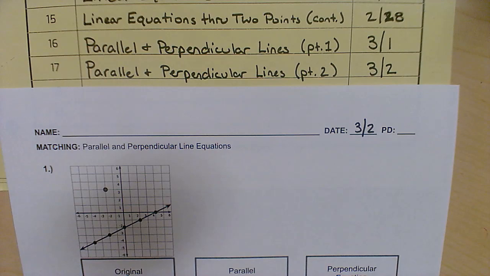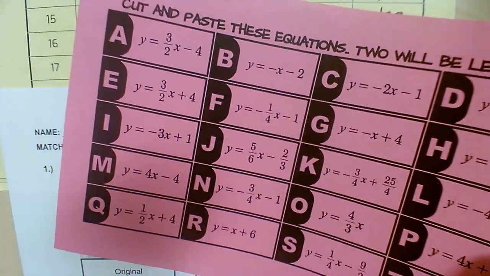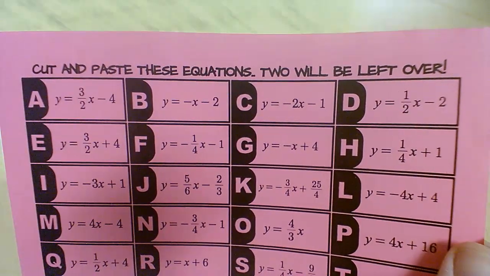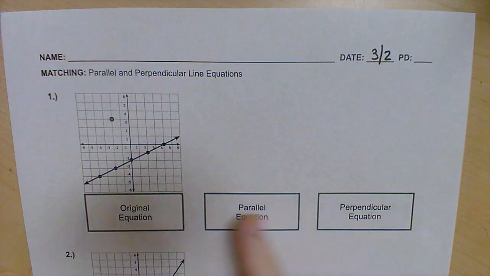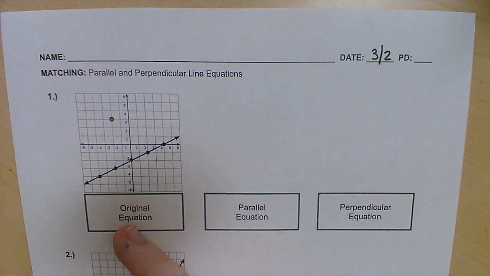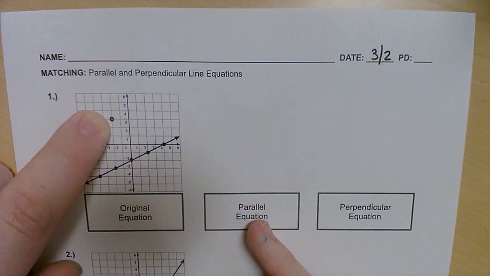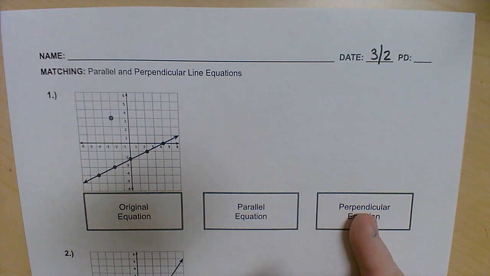With this paper, there are 6 graphs, 3 on the front and 3 on the back. There's also this little red half sheet of paper that has a bunch of equations on it. So this is a cut and paste activity. All we're going to do is first find the original equation for each of these graphs, then write the equation of a line that runs parallel through that point, and then write the equation of a line that runs perpendicular through that point. So let's go ahead and do one together.